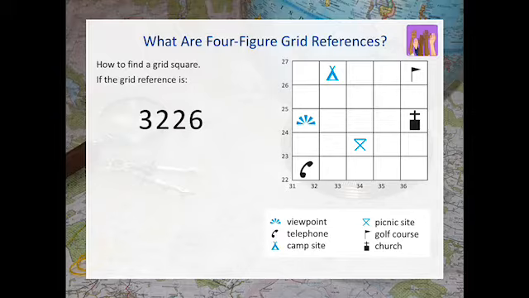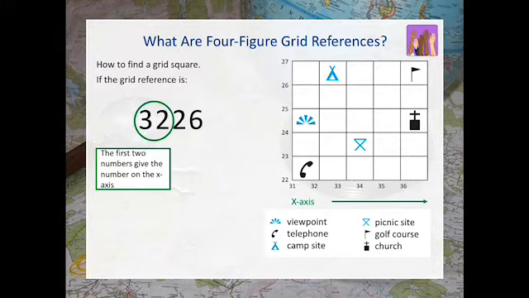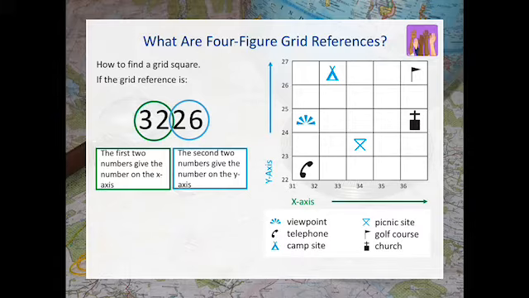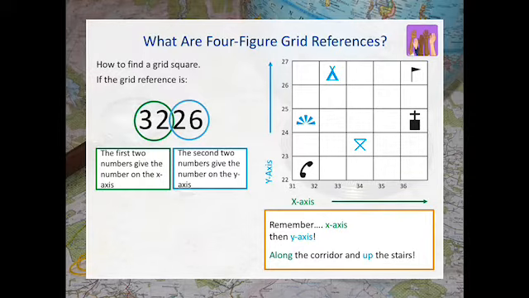Let's have a look at this four-figure grid reference. How do we find a grid square if the grid reference is 3226? We always read a grid reference x-axis first and y-axis next. Therefore, the 32 is the first number which gives us the number on the x-axis. The second two numbers give us the number on the y-axis. Remember, always we read the x-axis first and then the y-axis.